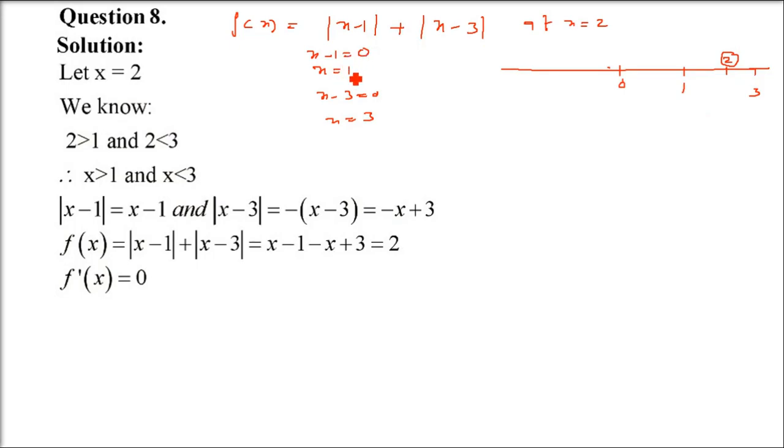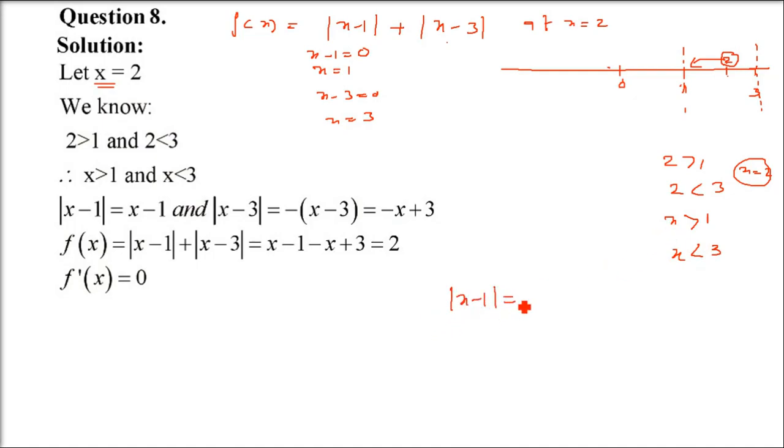For example, for x minus 1, x equals 1. So you are talking about a range which is greater than 1, because 2 is greater than 1. So x minus 1 is related to 1, x minus 3 is related to 3, but in between we have 2. So 2 is greater than 1, and 2 is less than 3. So what does it mean? It means when we put 2 minus 1, it is going to give you positive. But when you put 2 minus 3, it's going to give you negative.